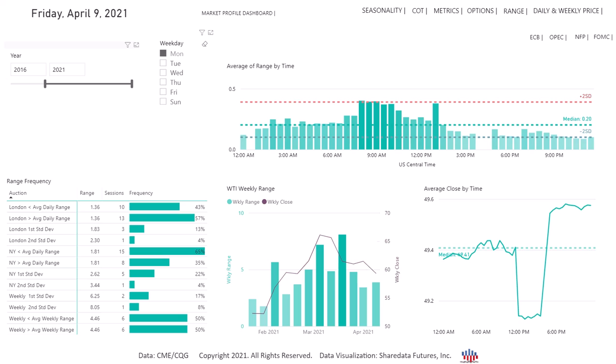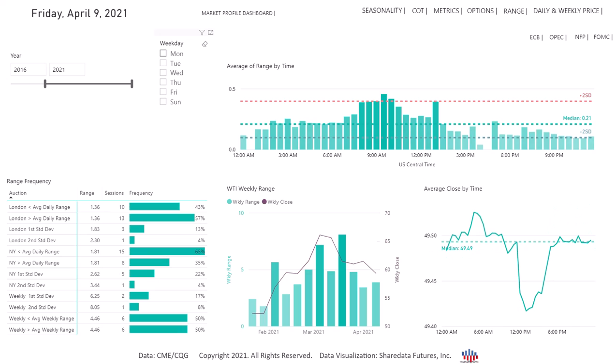The next table we see is the weekday range selector. The table on the far right, the top far right, shows the average of the range amplitude by time based on the day selected. With no selection, it provides an average of all the specific days' series.